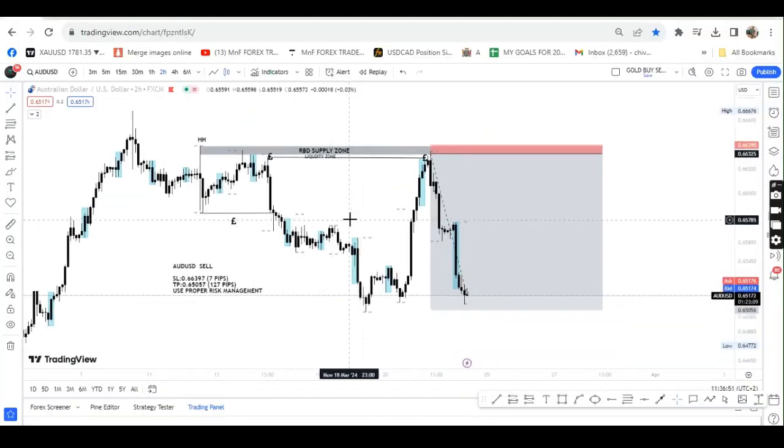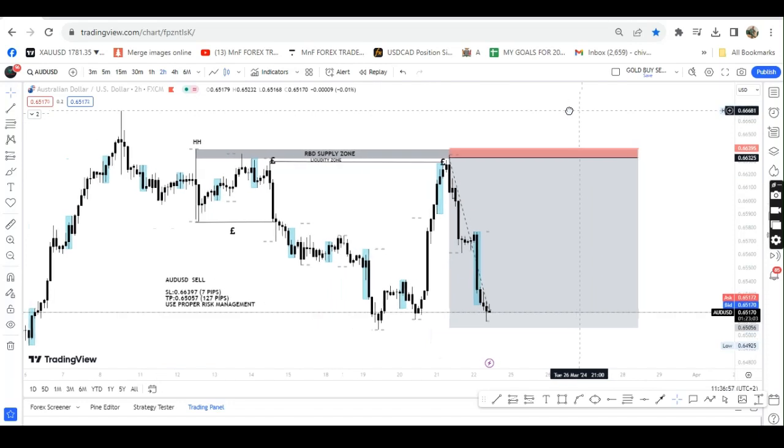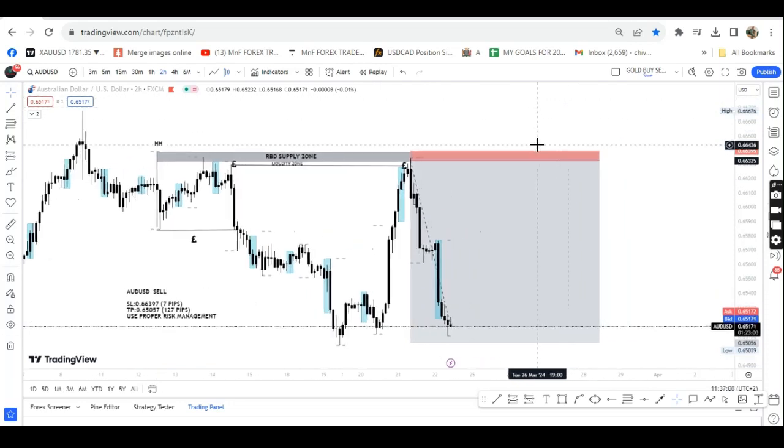Very, very good setup. Textbook setup, ticking all the criteria that we always look for in the market. So I can guarantee you one thing: if you can master this setup alone, you don't have to keep looking for any strategy anymore. Master this strategy so that you're able to do this on a consistent basis.